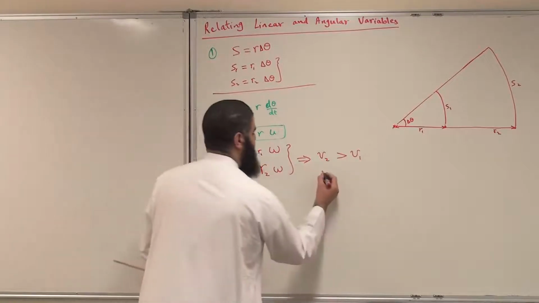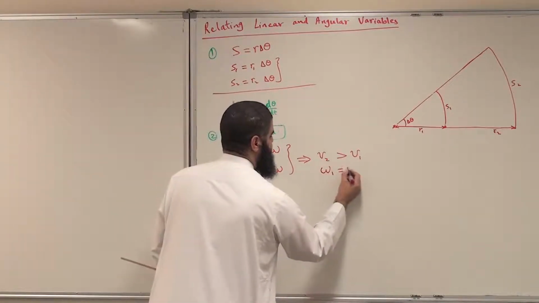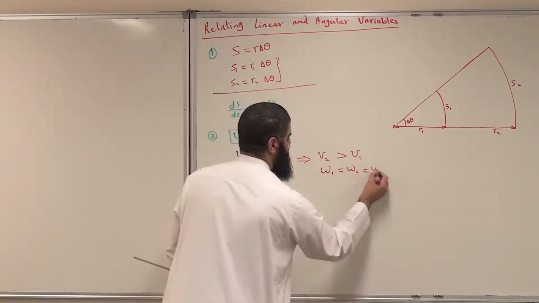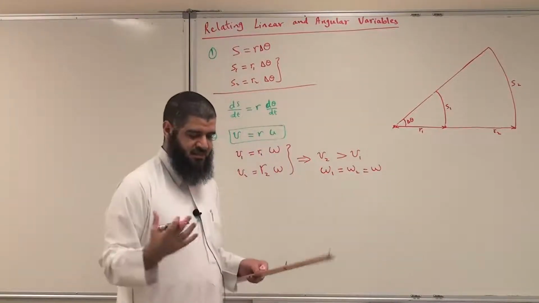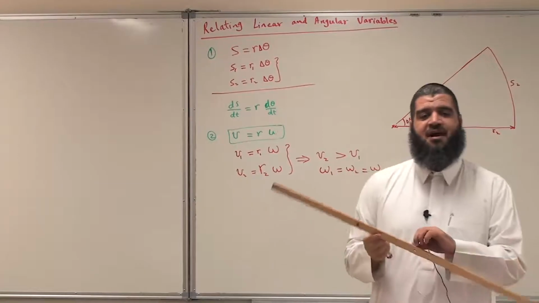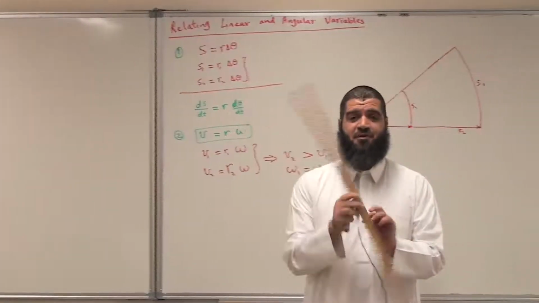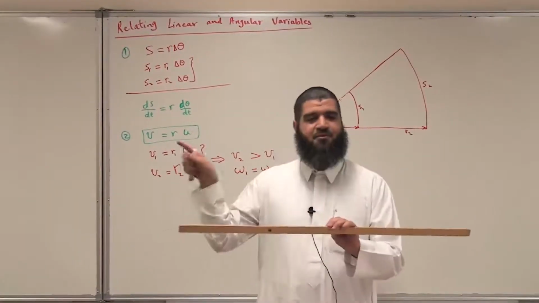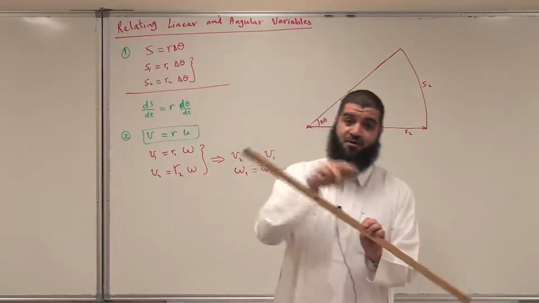Of course, omega 1 is the same as omega 2, which is omega. And this is the beauty of angular motion. For angular motion, the angular quantity is the same for all points. Delta theta will be the same for all points. Omega will be the same for all points.